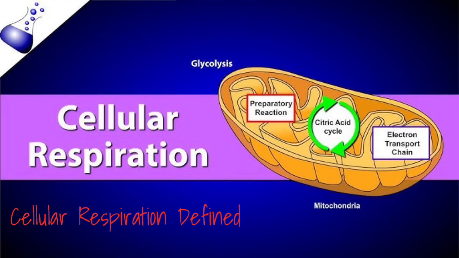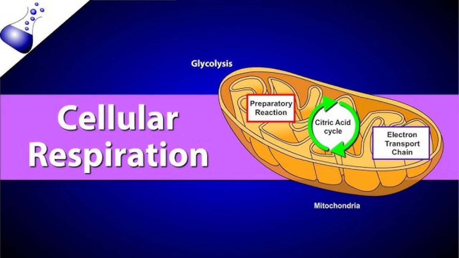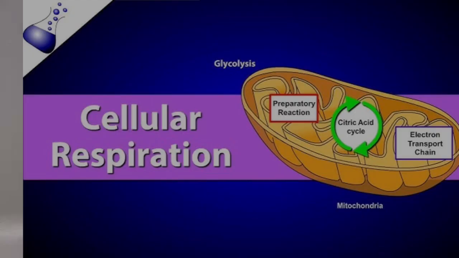Cellular respiration is the transfer of stored energy within cells into molecules of adenosine triphosphate, or ATP. Cellular respiration can occur either with or without the presence of oxygen, known as aerobic or anaerobic.